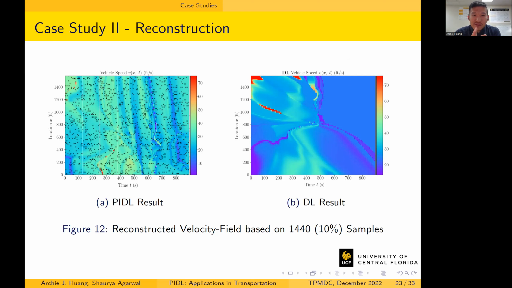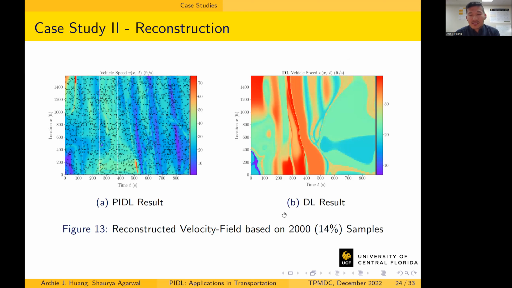On the left side of this figure, the reconstructions of shock waves may not be that evident in this case, but when we compare to the DL reconstruction on the right side, it obviously didn't really learn much meaningful traffic pattern or meaningful output about the traveling velocity here.